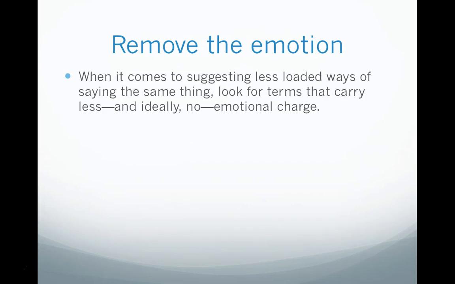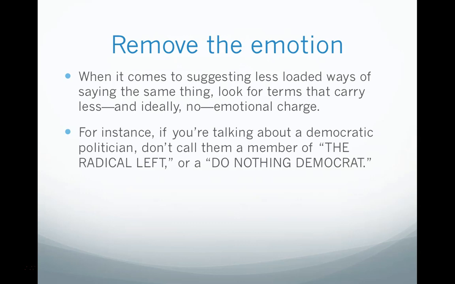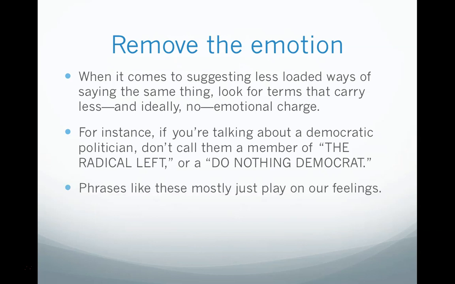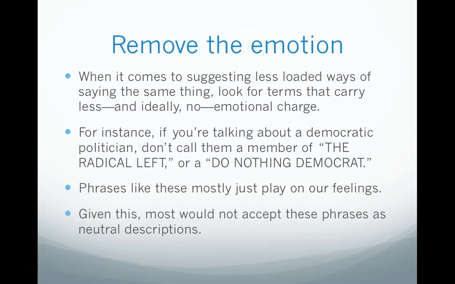When it comes to suggesting less loaded ways of saying the same thing, look for terms that carry less and ideally no emotional charge. For instance, if you're talking about a Democratic politician, don't call them a member of the radical left or a do-nothing Democrat. Phrases like these mostly just play on our feelings. They don't actually have any content. Given this, most wouldn't accept these phrases as neutral descriptions.